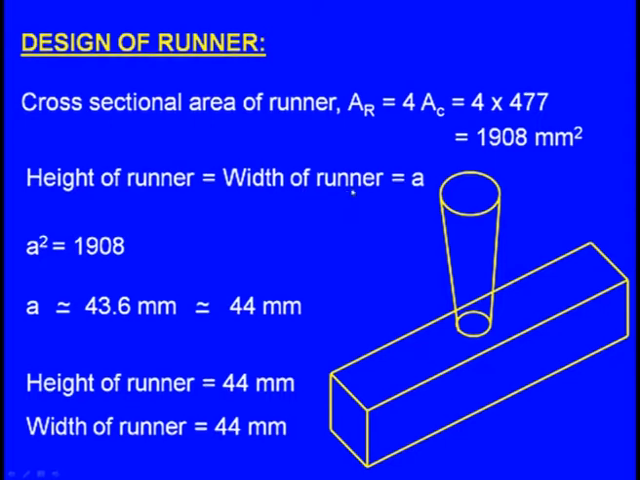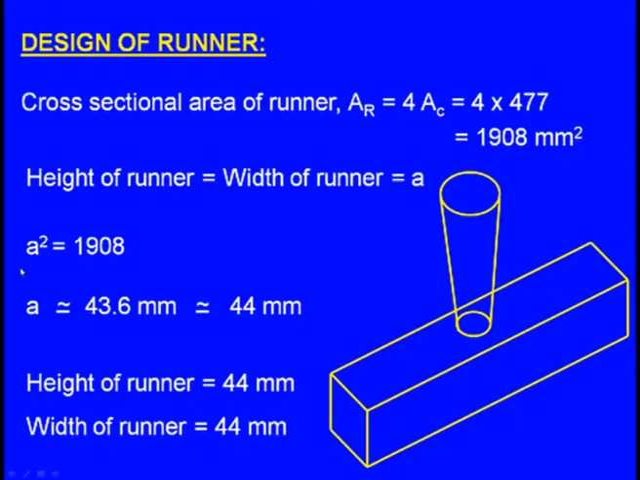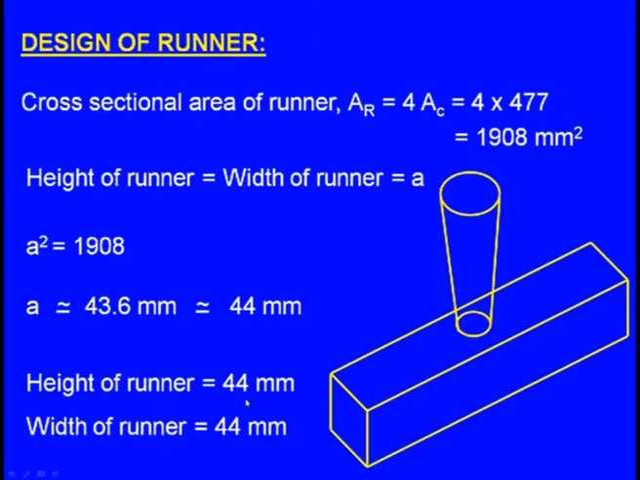Now, usually the runner will be of square cross section. In that case, let us assume the height is equal to the width, equal to A. The cross section of the runner is height multiplied by width, that is A square, equal to 1908. If we simplify this, A is equal to 43.6, almost equal to 44 millimeters. Now, let us specify the dimensions of the runner. Height of the runner is equal to 44 millimeters. Width of the runner is equal to 44 mm, the same.